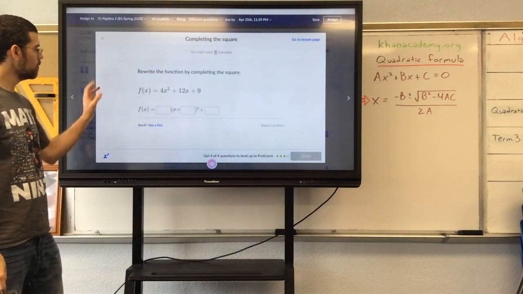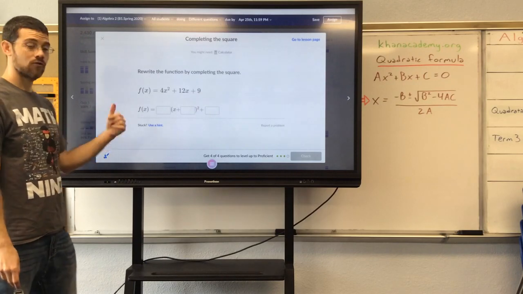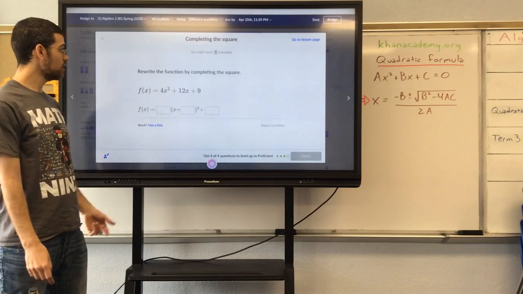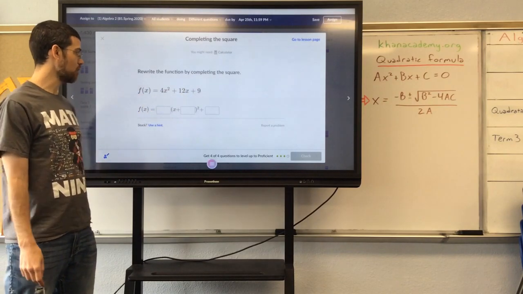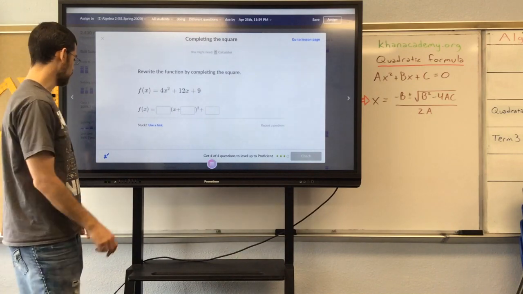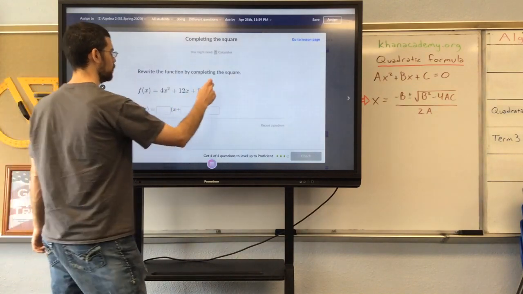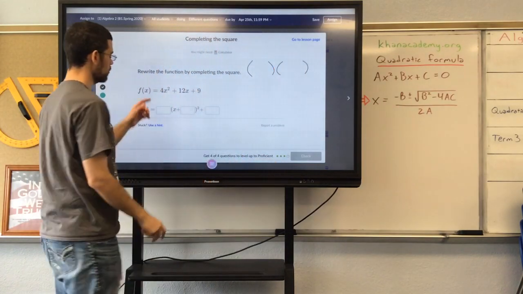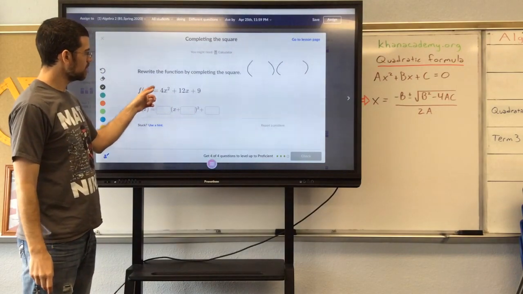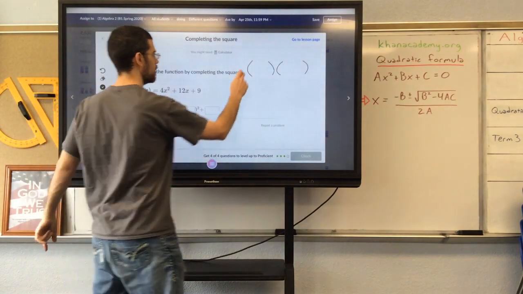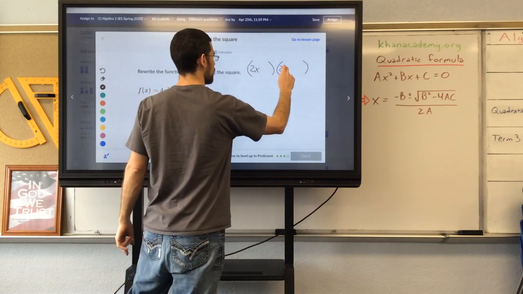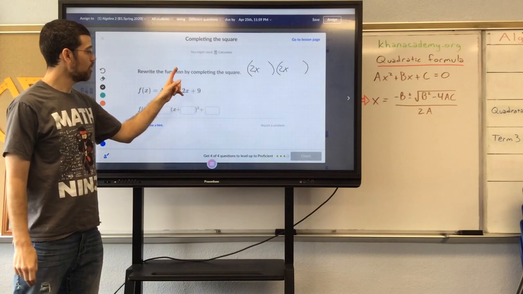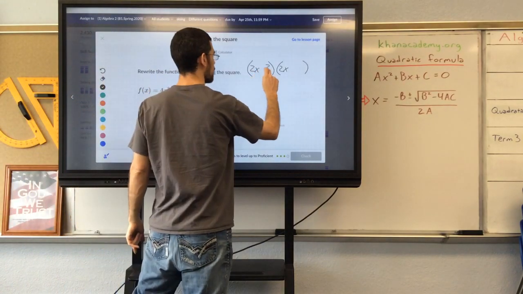Let's try this next one. Rewrite the function by completing the square. First thing you should do is look and see, is this a perfect square trinomial? 4x squared is a square term, 9 is a square term, so it's possible that this is a perfect square trinomial. Let's see if we can rewrite it as two binomials. So something times itself gives us 4x squared. If this is a perfect square trinomial, those will be the square root of that. If it's a perfect square trinomial, I can put the square root of my second term here.